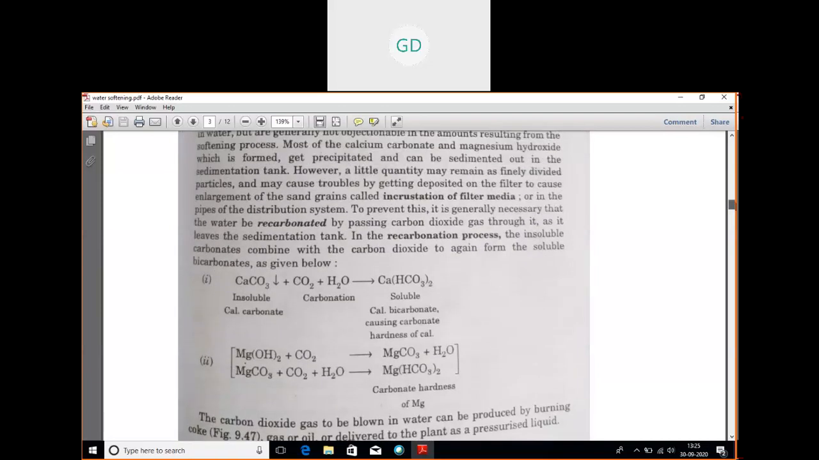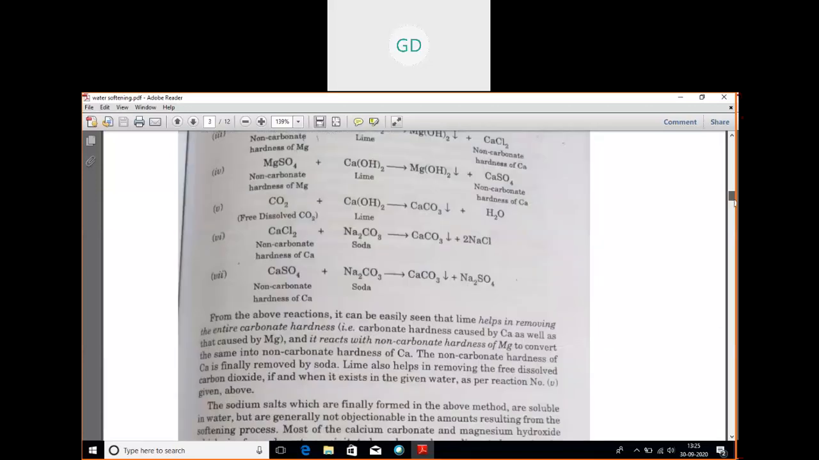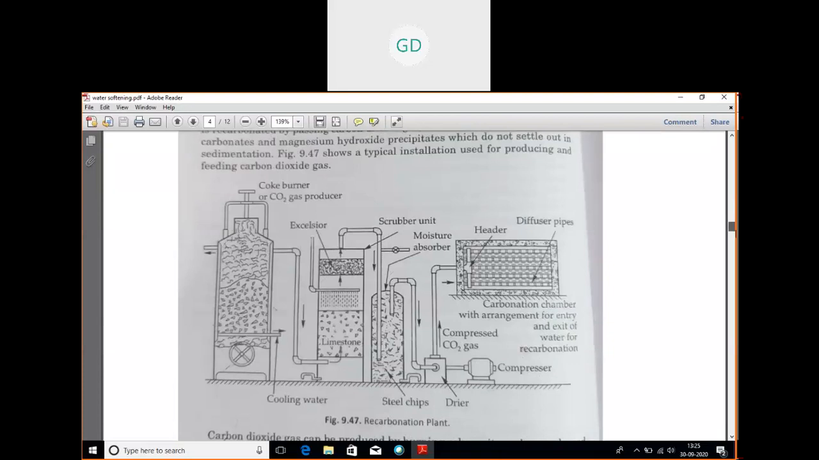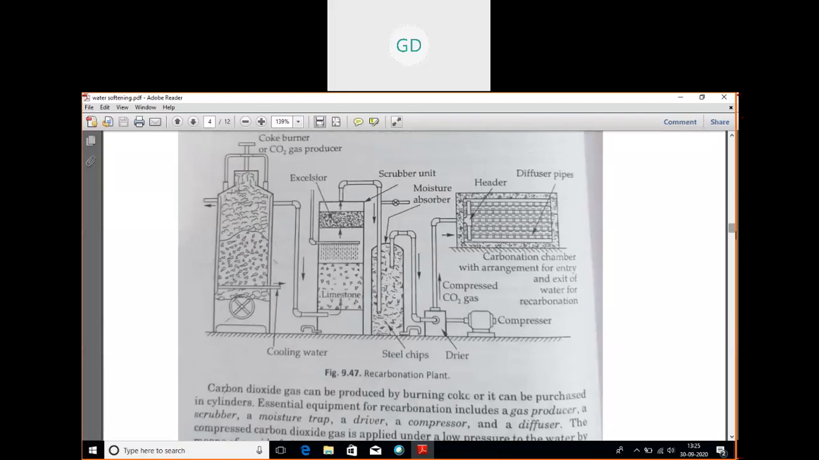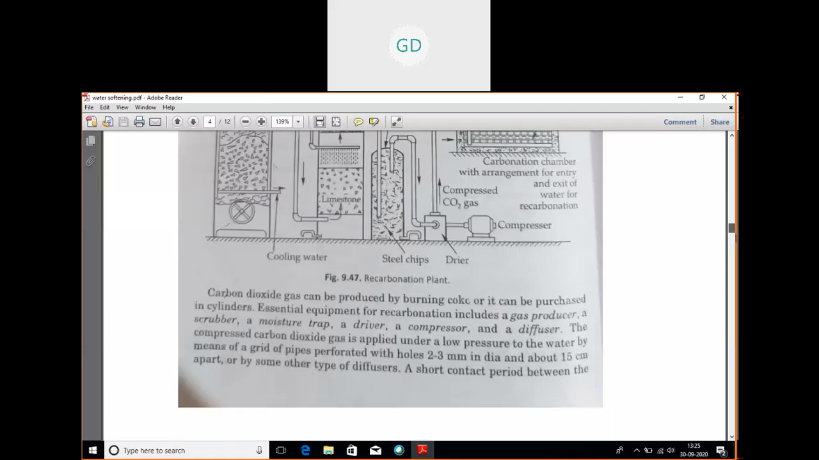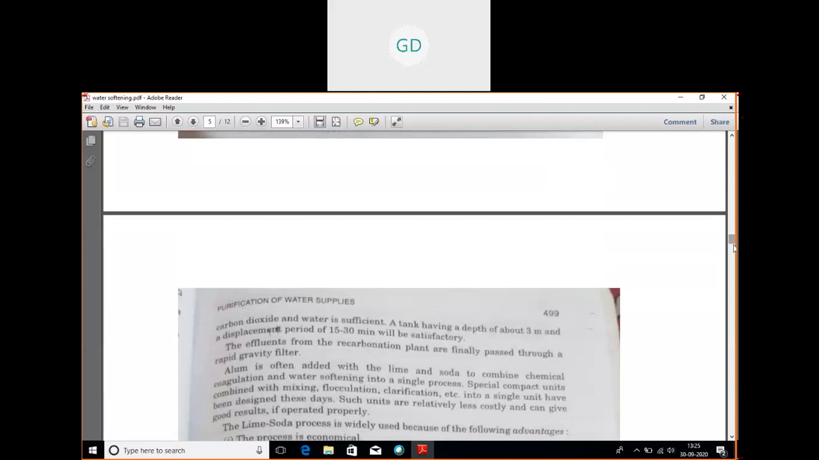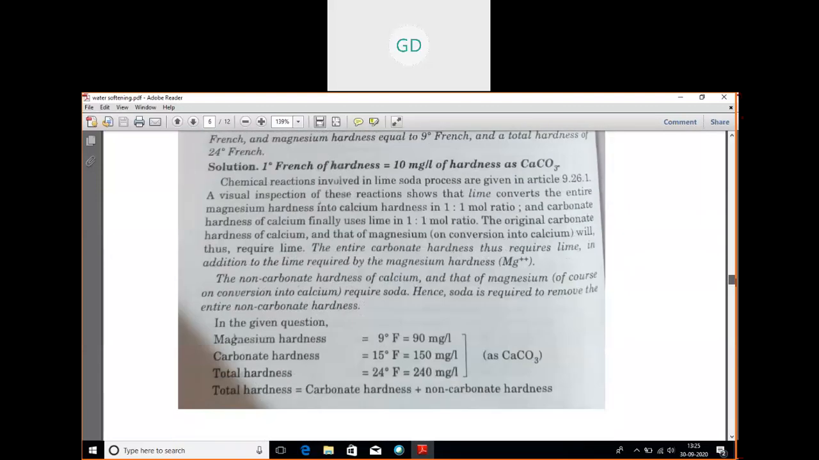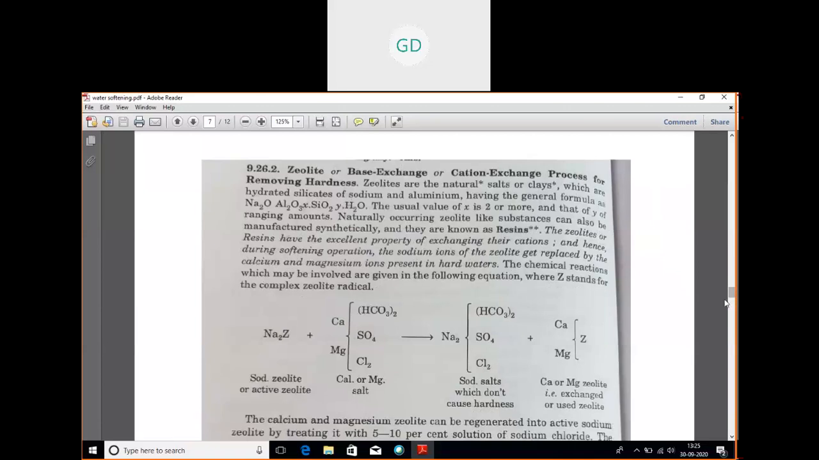When you add lime and soda to the water, that removes your permanent hardness. Like this is a recarbonation plant, where the lime soda process is done. Actually these are very lengthy, but no need to go through much about this. If you take an elective subject later, such as environment, then you can study all these things.